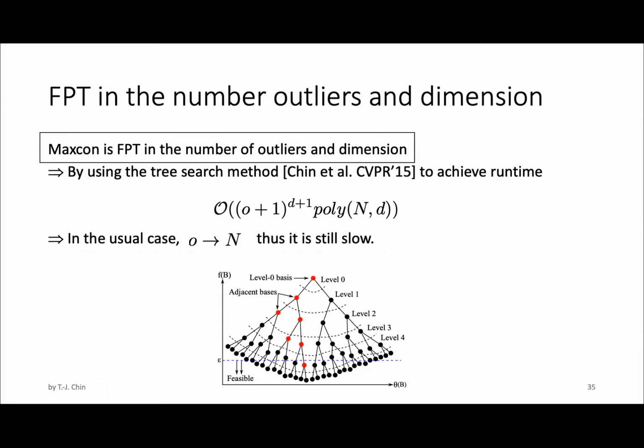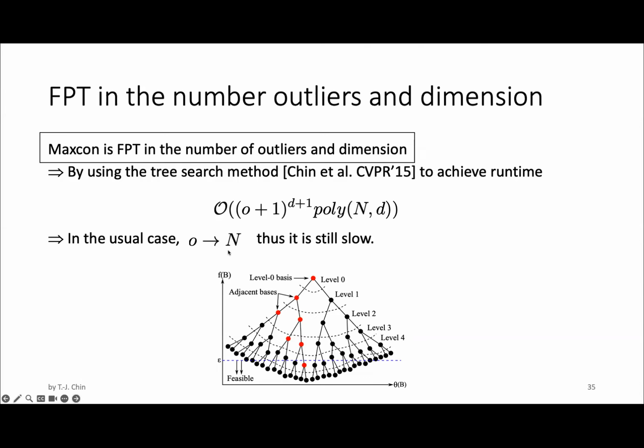A slightly positive result: you can show that it's fixed-parameter tractable in the number of outliers and the dimension, which we presented at CVPR 15. So you only scale exponentially with the number of outliers, but the number of outliers can be big in practice. So this is still not the solution.